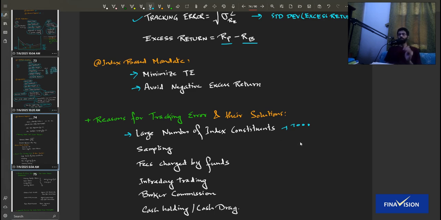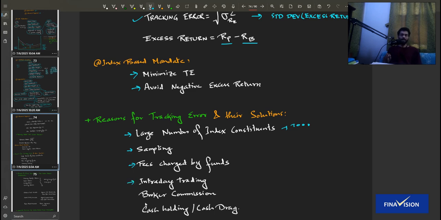Then to solve this, the manager may use stratified sampling, but that stratified sampling itself can reduce the costs, but it can deviate the portfolio's returns from the index itself. Now this can be positive or negative depending on the stock selection, but sampling can also result in tracking error, right? Then fees charged by funds. Management requires some costs, for that fees are charged, and that can result in negative performance or negative tracking error. Intraday trading.